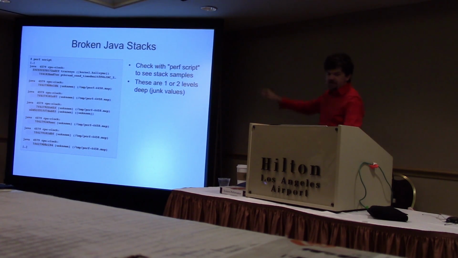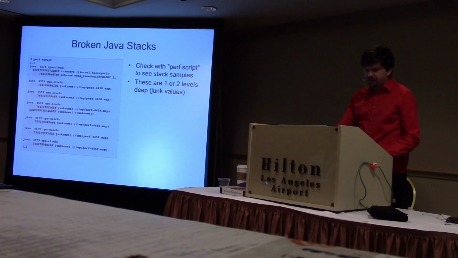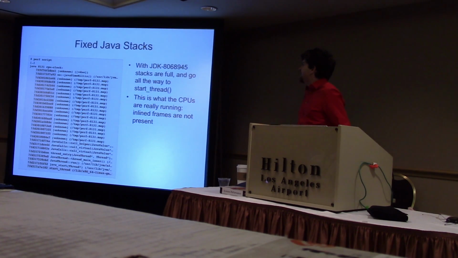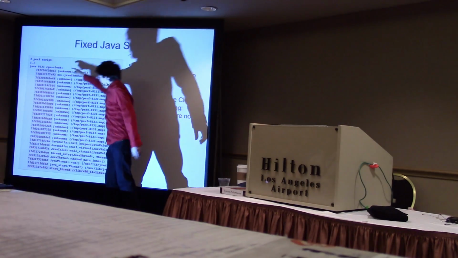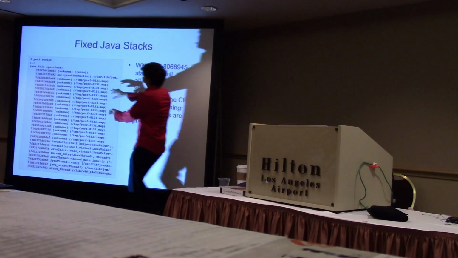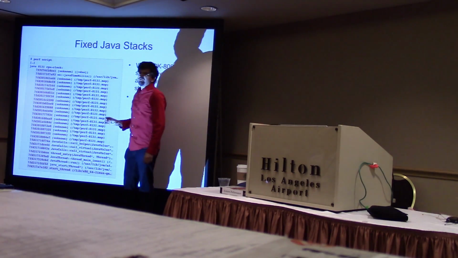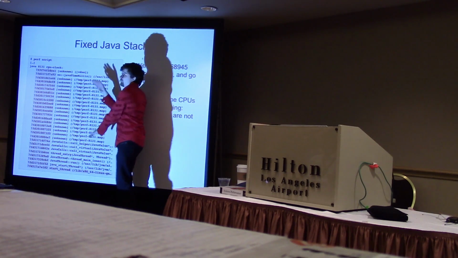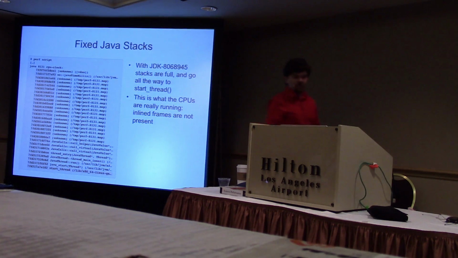That's what broken Java stacks look like. See, there's only two frames deep. They should go further. That's what a fixed Java stack looks like with my patch. And it goes all the way down to start thread, which is great. These all say unknown because they're missing the symbol. That's okay. That's a separate problem. The first hurdle is you need to get this to work. And once you've got that to work, then go and worry about the symbols.